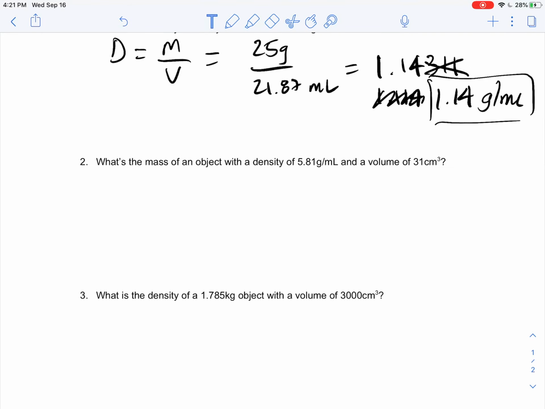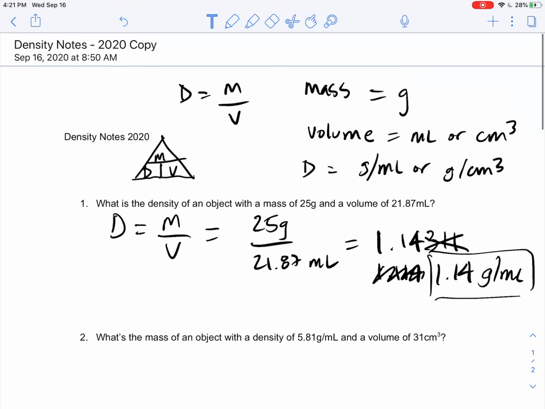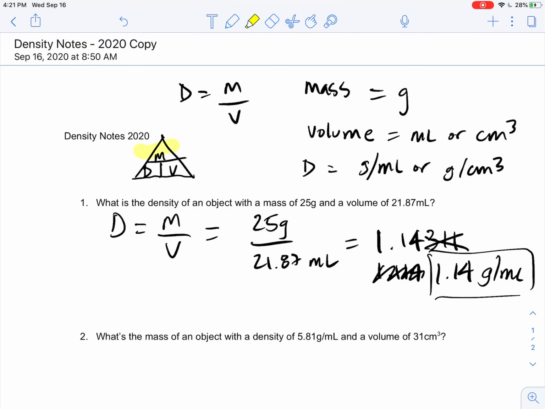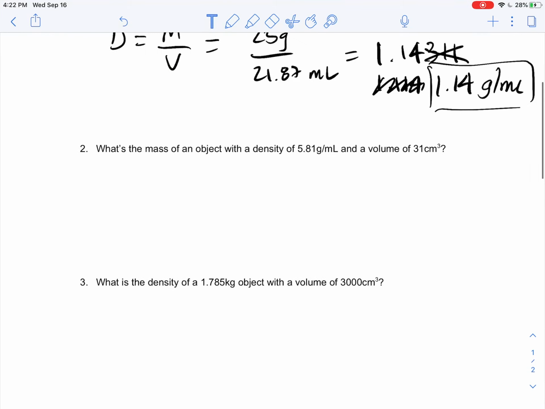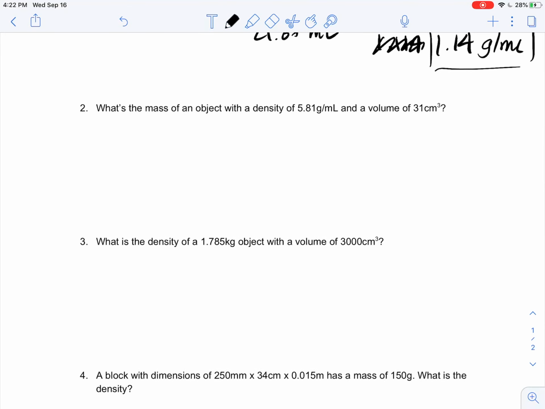Next one. What is the mass of an object with a density of 5.81 grams per milliliter and a volume of 31 centimeters cubed? In this problem, you want mass, so if you cover up the m here, the math that you do is mass equals density times volume. So back down here, I would do mass equals density times volume. Shove the numbers in there. The density is 5.81 grams per milliliter. The volume is 31 centimeters cubed. I guess they're the same thing.